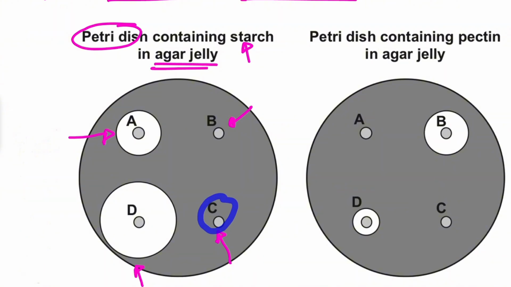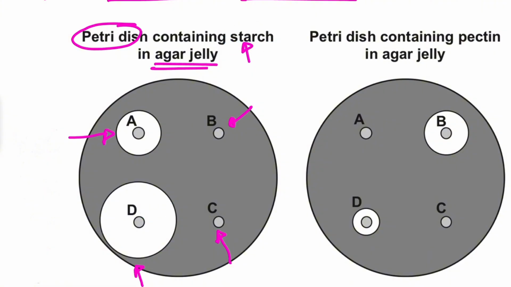C is simply the water. And ultimately, the water is not able to break down the starch here, and neither is it able to break down the pectin here. If I talk about the D, this is indicating that the D, where we added the fungal solution, has the enzyme amylase in it, and that is why it was able to digest the starch.